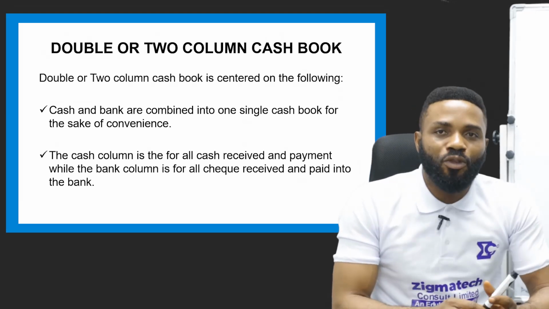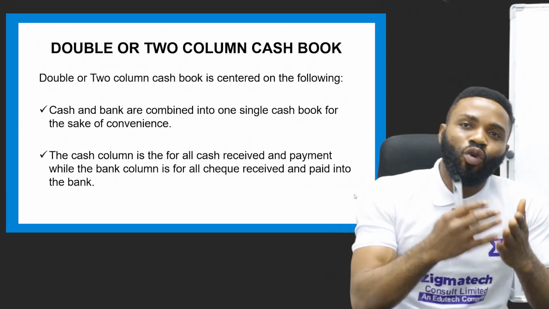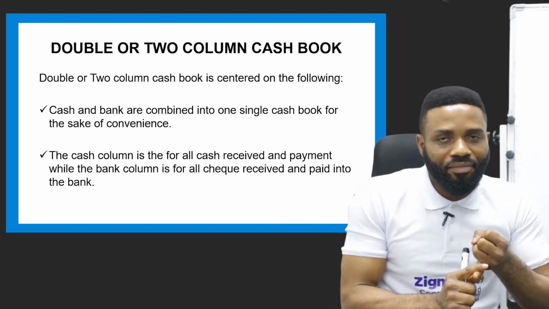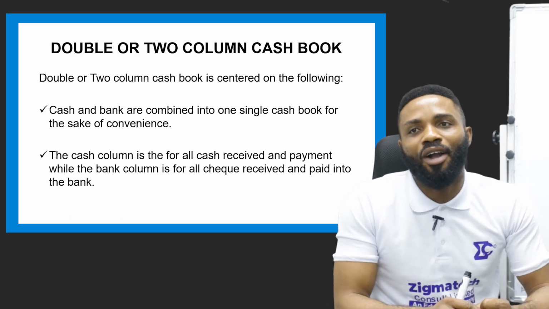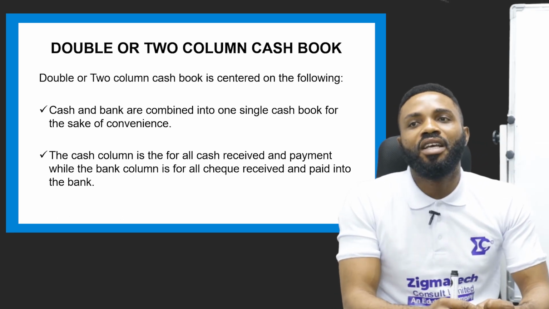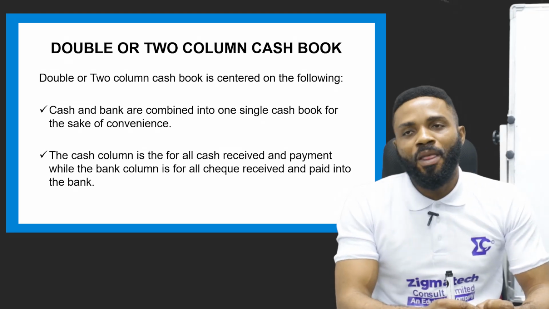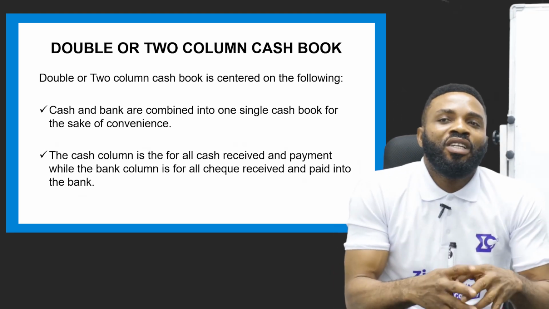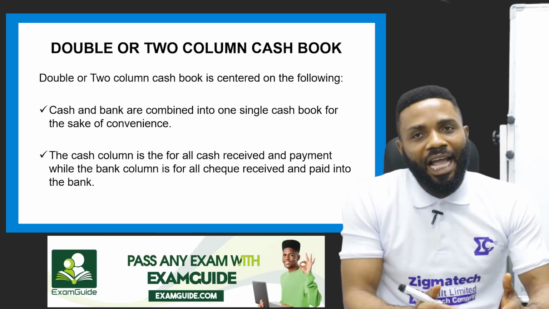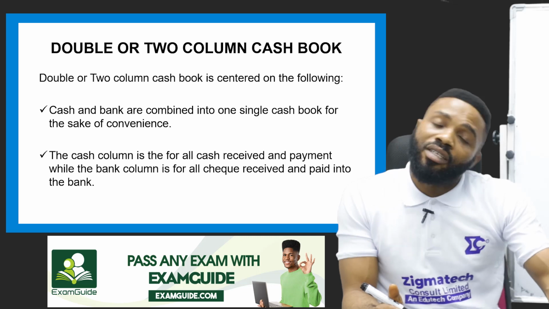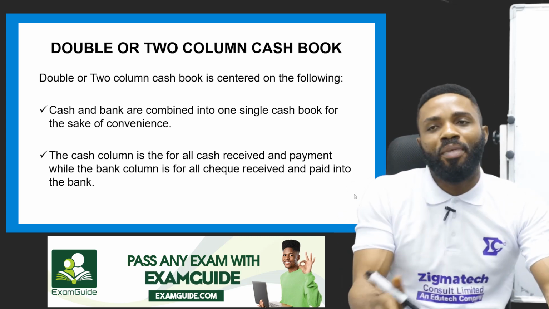Now, two-column cash book, we call it either two-column or double-column cash book. It's centered on number one, cash and bank are combined into one single cash book for the sake of convenience. Now, there is nothing wrong if an accountant decides to keep separate books, like you open a cash account and you open a bank account.